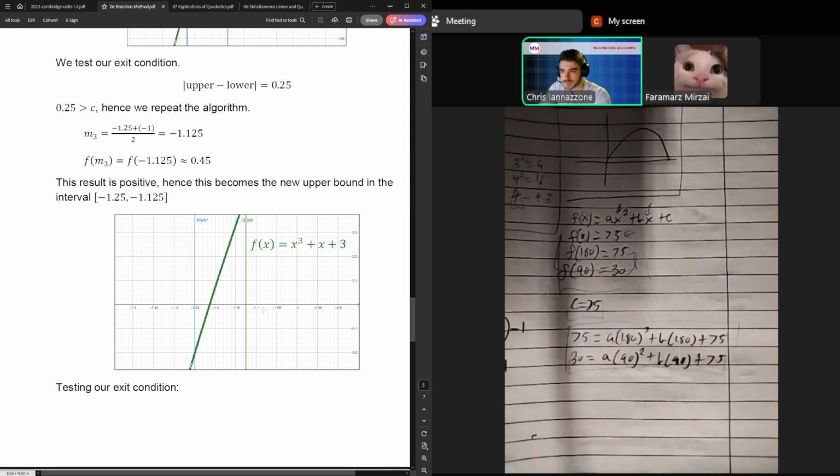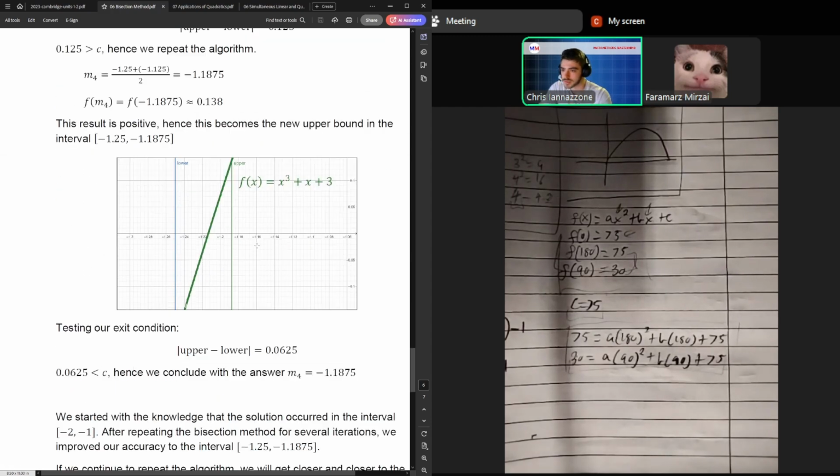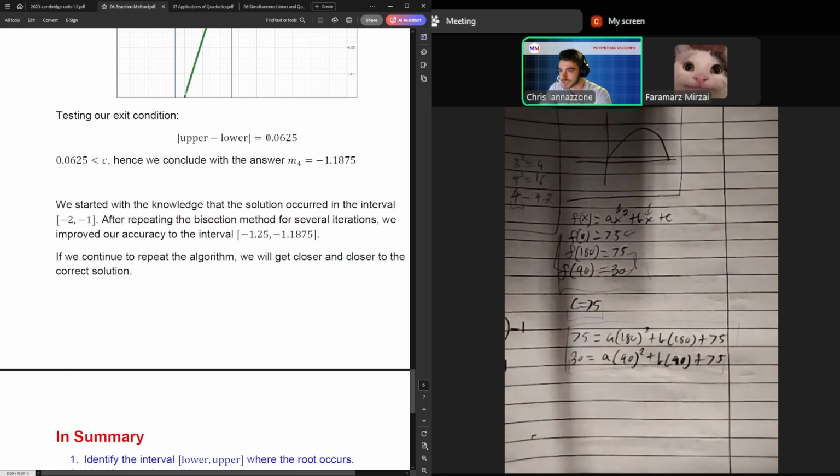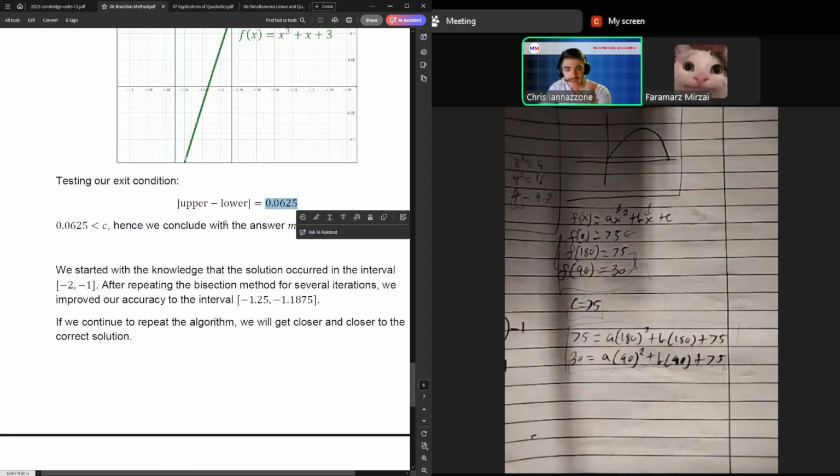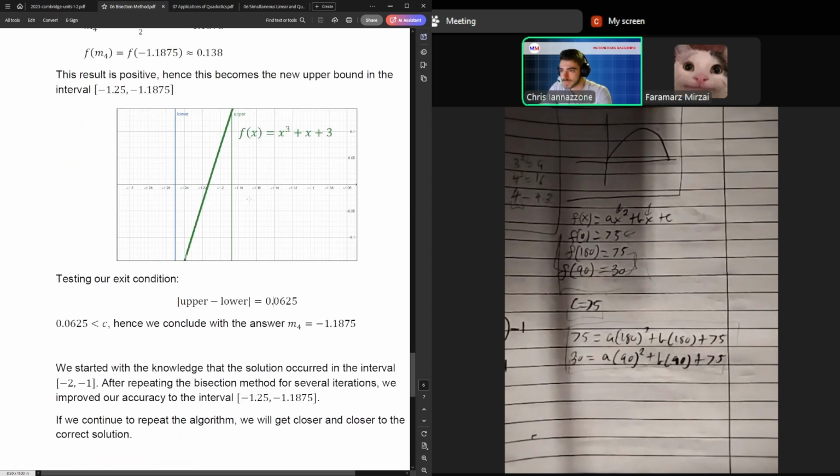Again, interval is shrunk. Keep going, keep going, keep going, and eventually get to a point where our gap between them is less than 0.1, and so we're happy enough to conclude that our answer is the last midpoint that you got before reaching your exit condition. So we're happy to say that -1.18 is approximately where y equals 0.